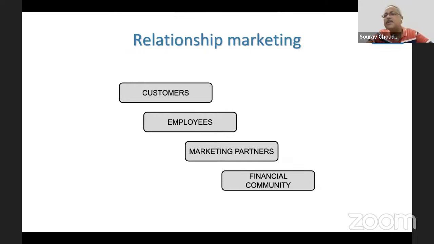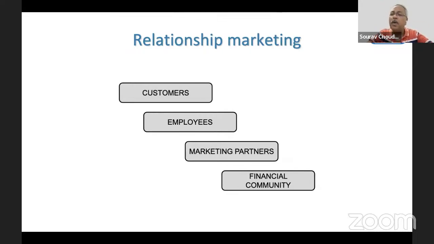It's not only that marketing depends on the procurement department, that my product is being made, I'm making Maggi, and I need atta and I need maida and I need the spices, I need the packaging material. So I have to maintain relationship with the procurement department.